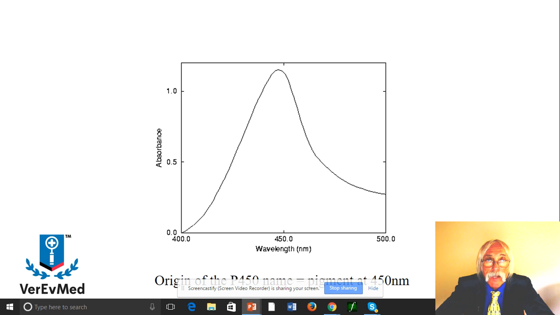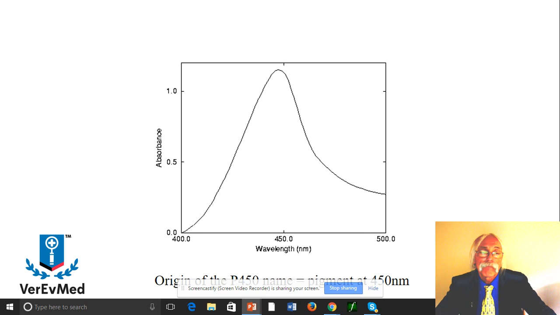Because they have a lambda max. When you measure the protein in an aqueous solution, you're going to get an increase in absorbance on a spectrophotometer at 450 nanometers. So we call those P450, proteins that absorb 450 nanometer light in a spectrophotometer. Now that's because of that flavin residue, why they have that lambda max there. But that's why they're named that.